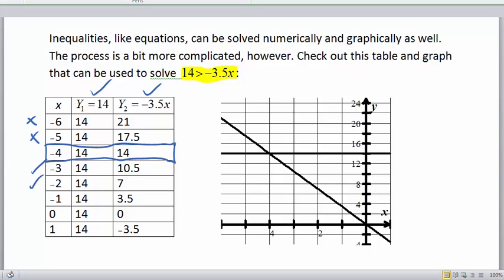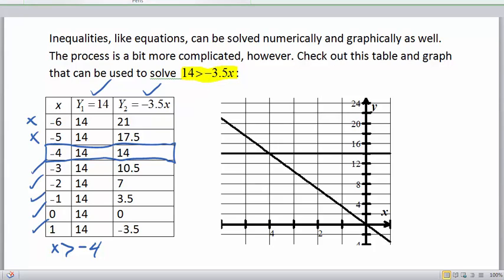So over here, it's always true. Negative 4 is the switching point, and everywhere greater than negative 4, negative 3, negative 2, negative 1, 0, and 1, it's always true. So the solution to this inequality would be all the numbers that are greater than negative 4. Now just realize if this was 14 is greater than or equal to negative 3.5x, then this row here would also be included, and it would be x is greater than or equal to negative 4. But since it's strictly greater than, we don't include the negative 4. That's the only difference there, if it was greater than or equal to versus greater than.